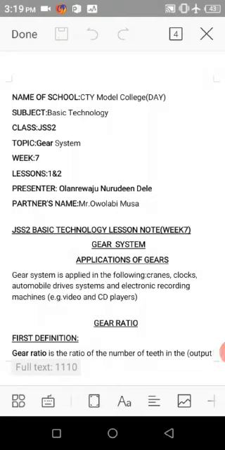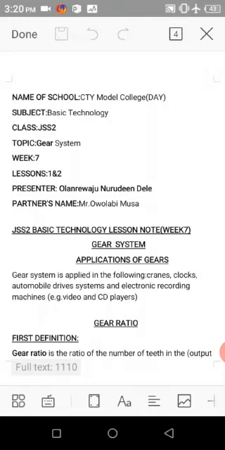Today is another day in the 7th week of our third term, and the topic we are going to discuss today still remains the same as the topic we started 2 weeks ago, that is the gear system. But we are going to take another subtopic under that gear system topic today.